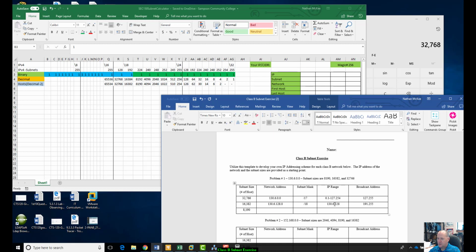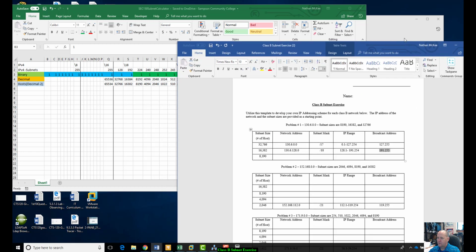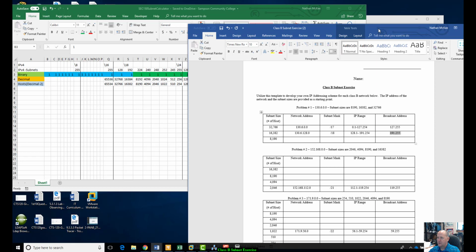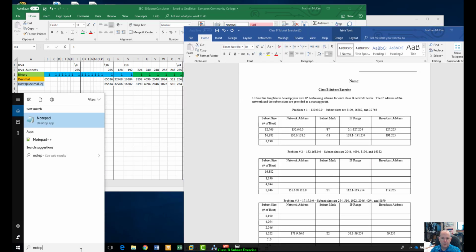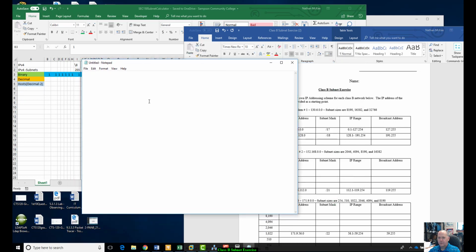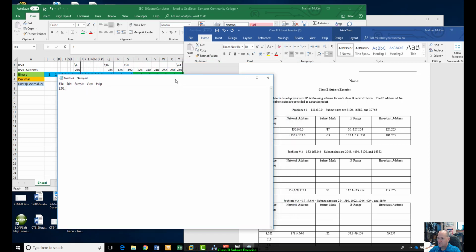130.6.128. Well, let's do this. 128.1 through, and we can tell right here that's our broadcast address. So it's going to be one less than that broadcast address, 191.254. All right, there's our IP range. I know that looks funny. I don't really ever do it like that, but in reality, let's bring up Notepad. That would be 130.6.128.1 through 130.6.191.254.